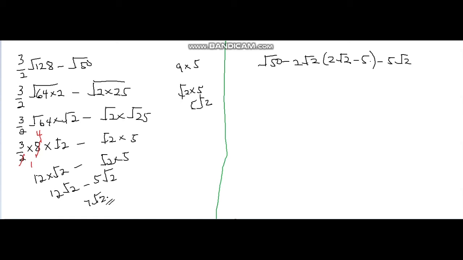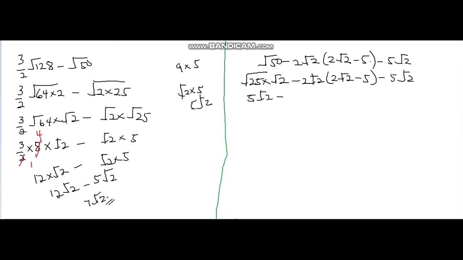Now let's go to the other one. The other one says square root of 50 minus 2 root 2 bracket, 2 root 2 minus 5, bracket close, minus 5 root 2. So now what do we do? With the 50 here, we have to break it down. So under the 50, you're going to get square root of 25 times square root of 2, minus 2 root 2 bracket 2 root 2 minus 5 bracket close, another minus 5 root 2. Now you can see clearly that the square root of 25 will give us 5, then the root 2 will come, so 5 root 2.